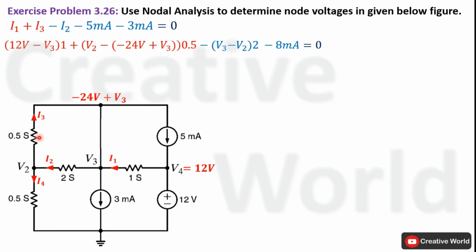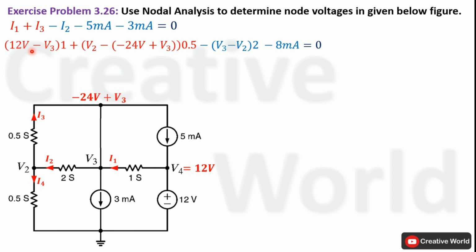Similarly, current I3 will be equal to the potential difference of node voltage V2 and (minus 24 volt plus V3) multiplied by 0.5 Siemens. Current I2 will be equal to the potential difference between these two node voltages multiplied by conductance: (V3 minus V2) into 2 Siemens, and the sum of minus 3 milliampere and minus 5 milliampere will become minus 8 milliampere. Now open these brackets.